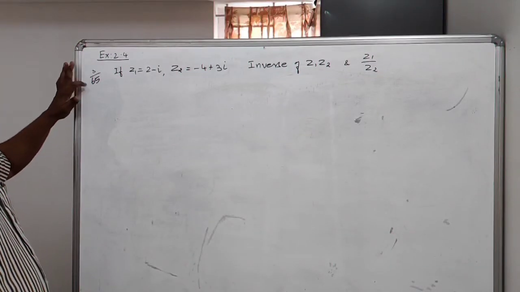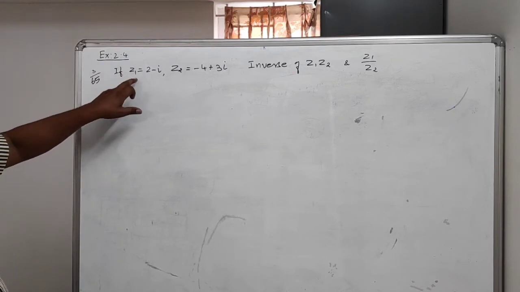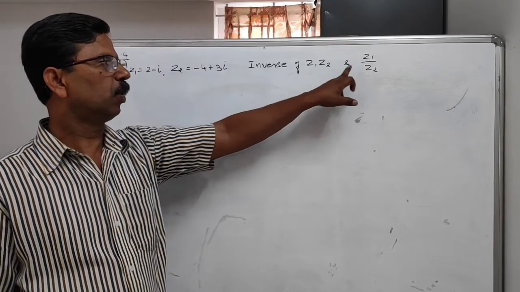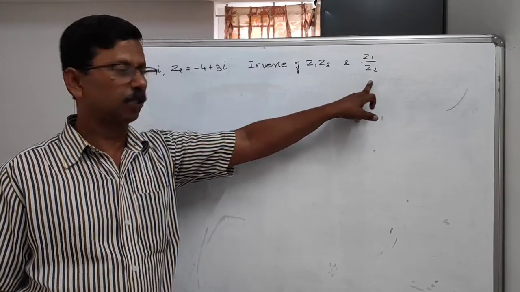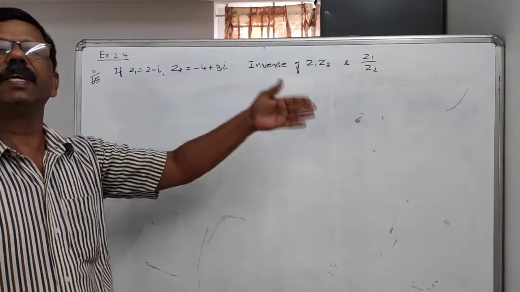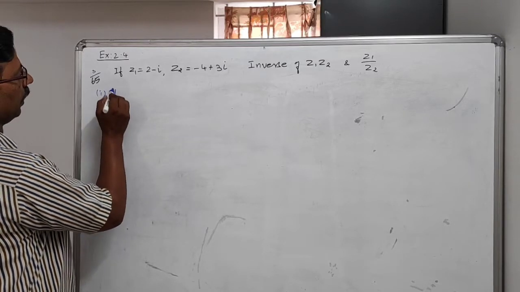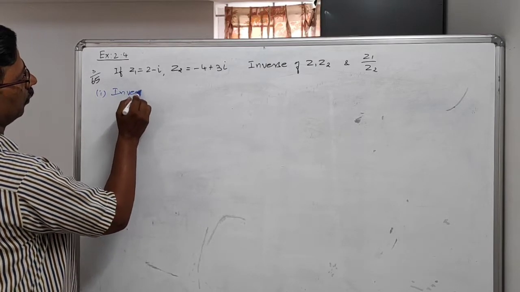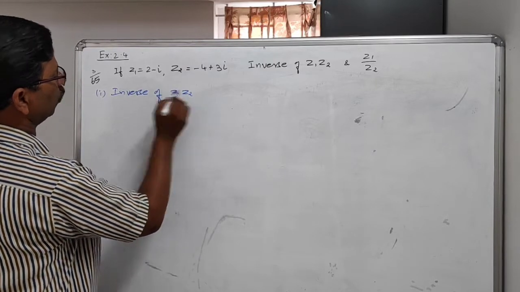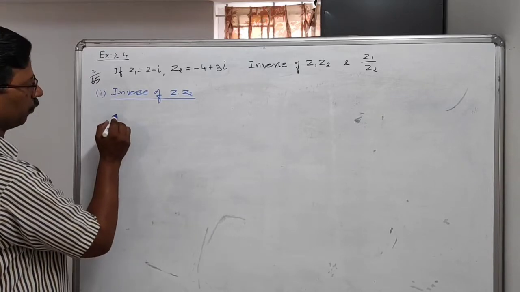Now, at page number 65, exercise 2.4 only. Here, for these two complex numbers z1 and z2, we need to find the inverse of z1 z2 and of z1 by z2. Therefore, first try to find the product z1 z2, then we can find its inverse. The first subdivision is the inverse of z1 z2. This we are going to find out. Therefore, first you have to find z1 z2.